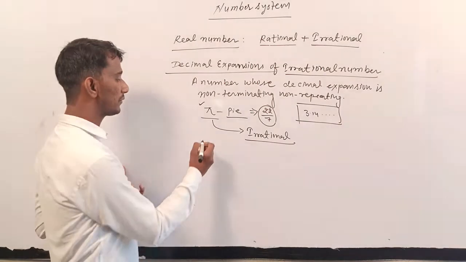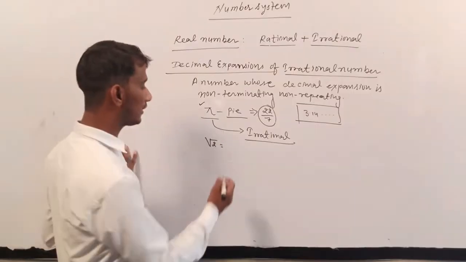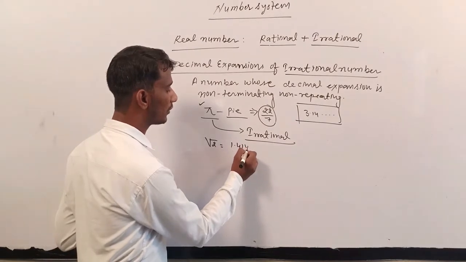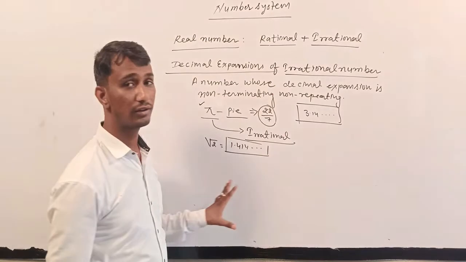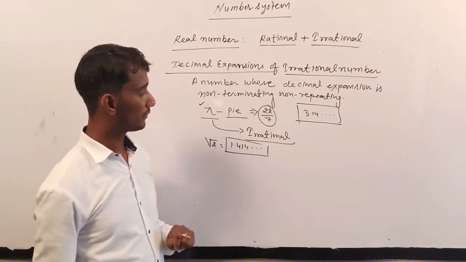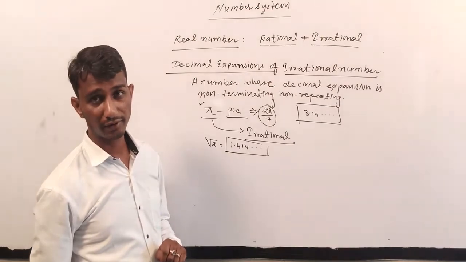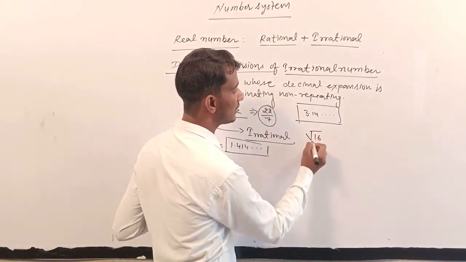Look at another one, square root of 2. We get 1.414 dot dot dot, meaning the digits are also not repeated here and division is not completed. So this is also an irrational number. But here, is root 16 irrational or not?